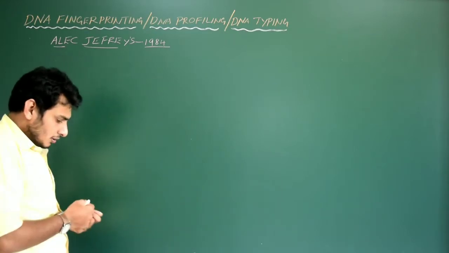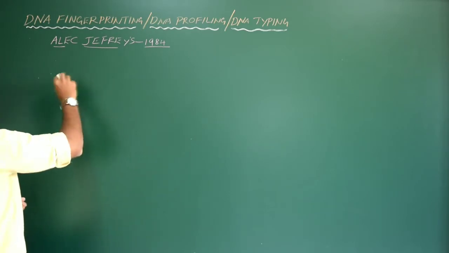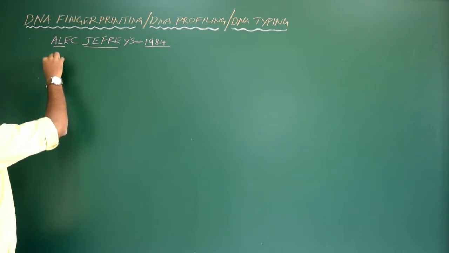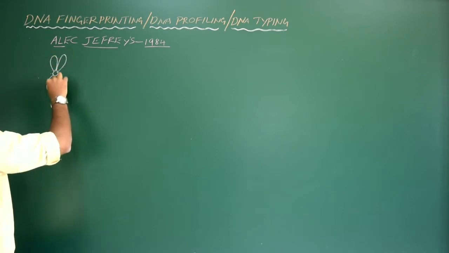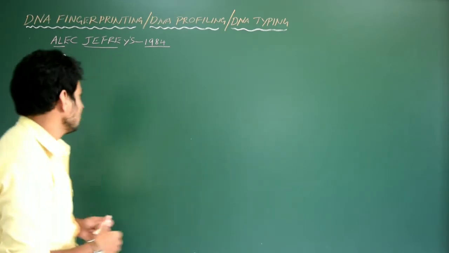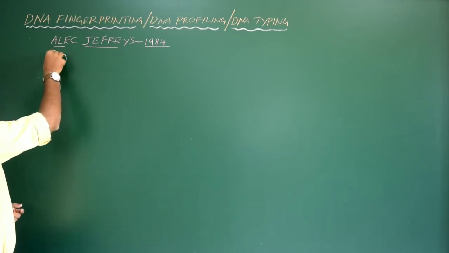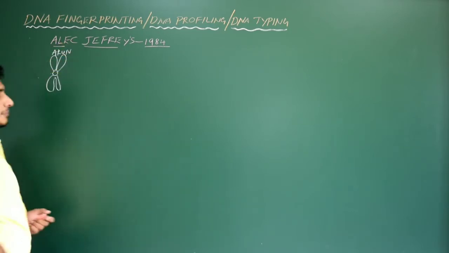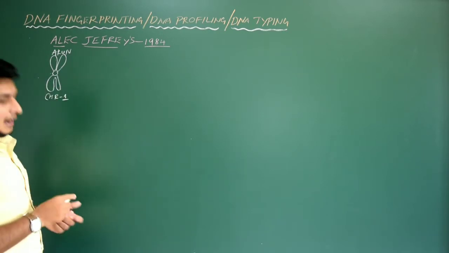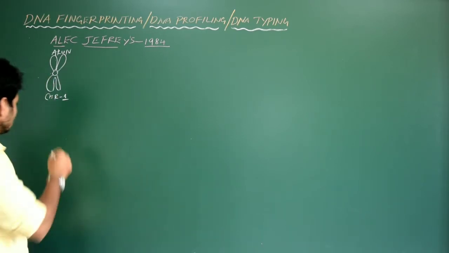Now let me tell you some important things here. First we will start with a basic thing. Let us say this is my chromosome number 1. I have taken one chromosome, particularly chromosome number 1, the first chromosome in my cell, and let me write my name here. This is taken from my cell. So this is chromosome number 1. Now I need to compare, otherwise it's very difficult to understand.